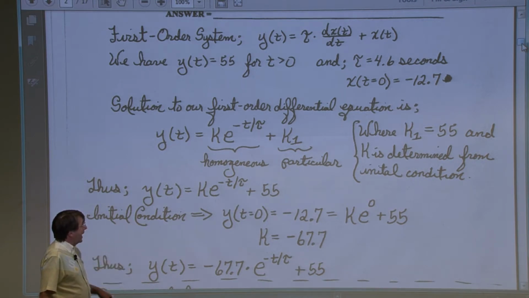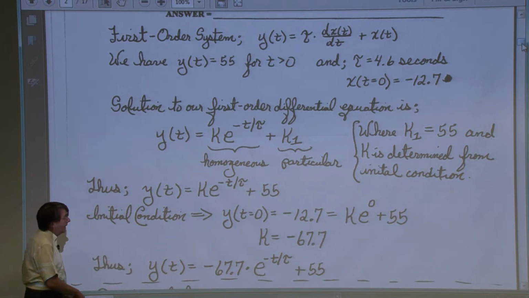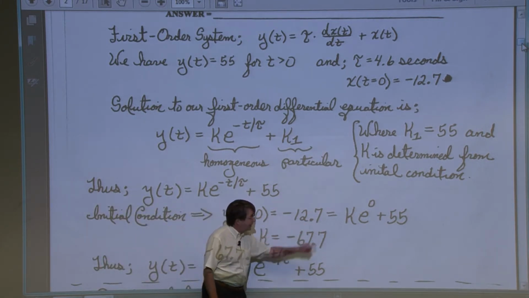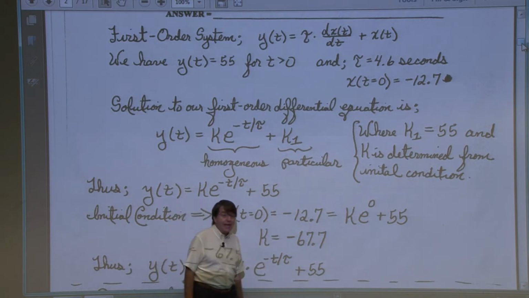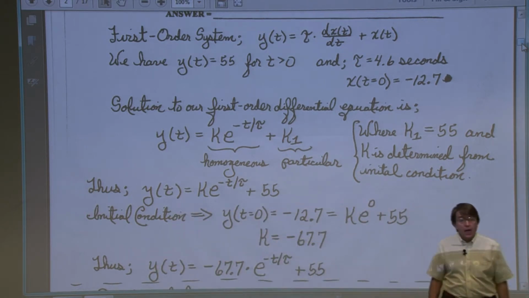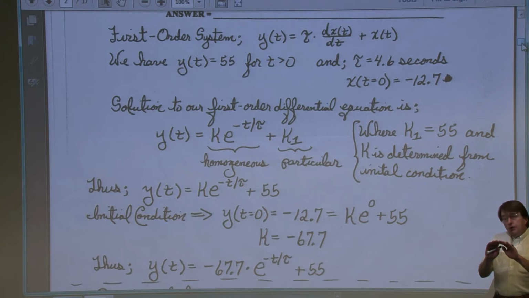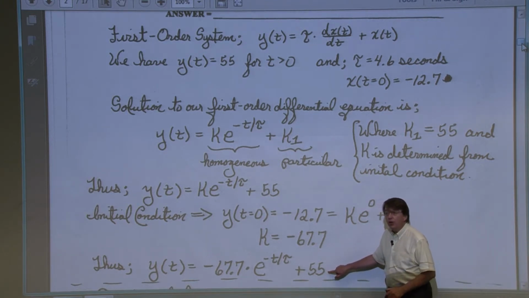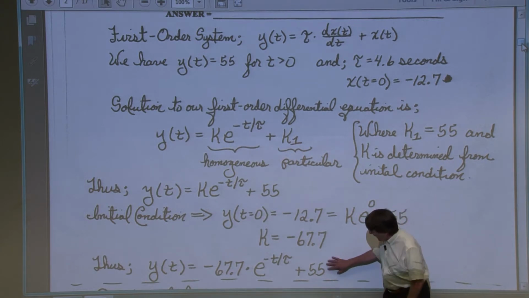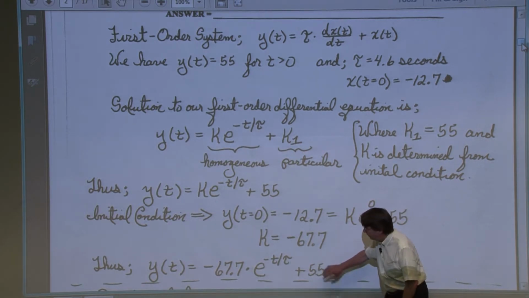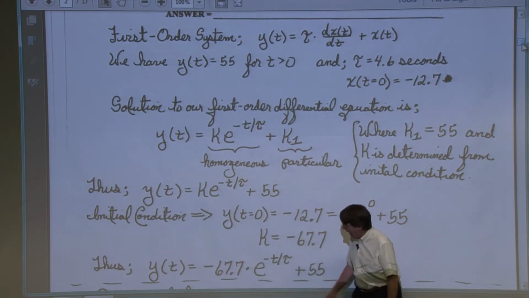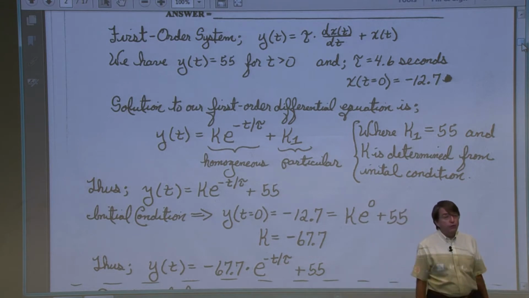How do I determine K? Initial conditions. I'm given that. The initial condition is minus 12.7 at t equals 0. I should get K to be minus 67.7. So my colleagues, the real first part of this problem is to get this equation, which I get from the constant input. I get this value here from the initial condition, and the form is the general form for the solution of a first order system.